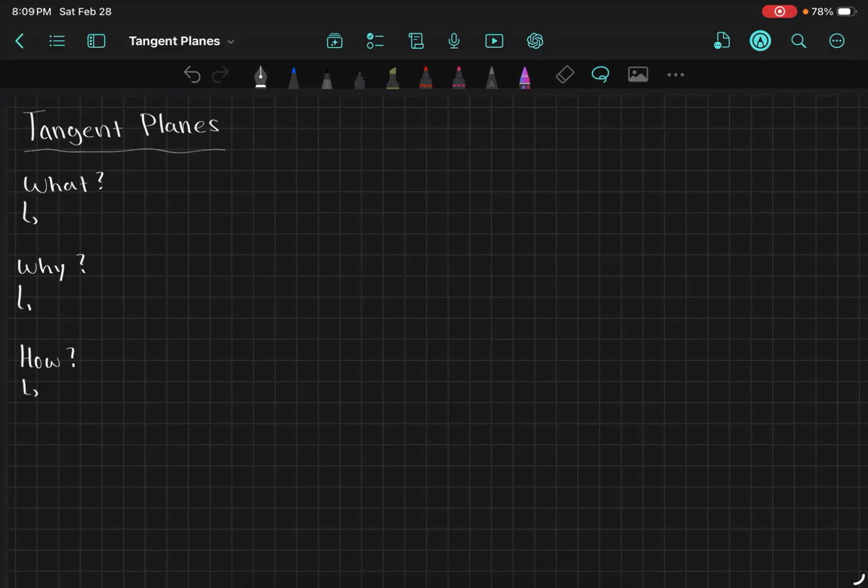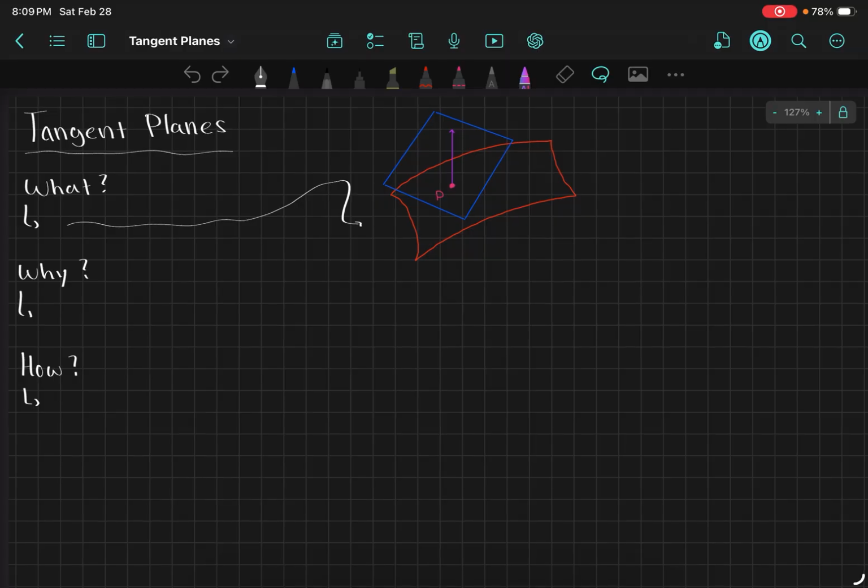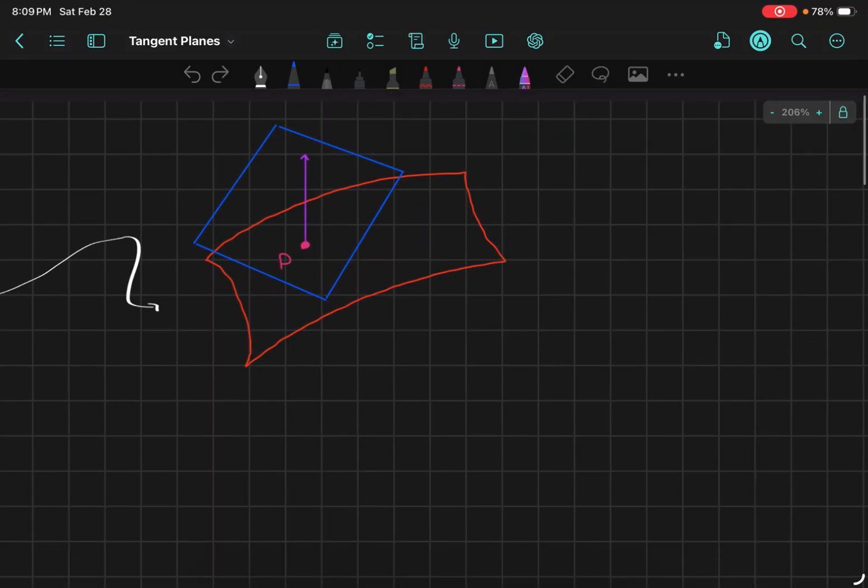Today we will be talking about tangent planes. So I suppose the first question we need to ask ourselves is, what is a tangent plane? Well, I conveniently have a little drawing here of what exactly a tangent plane is. Say we have some surface in XYZ space. We want to have this plane right here in blue that is tangent, right?